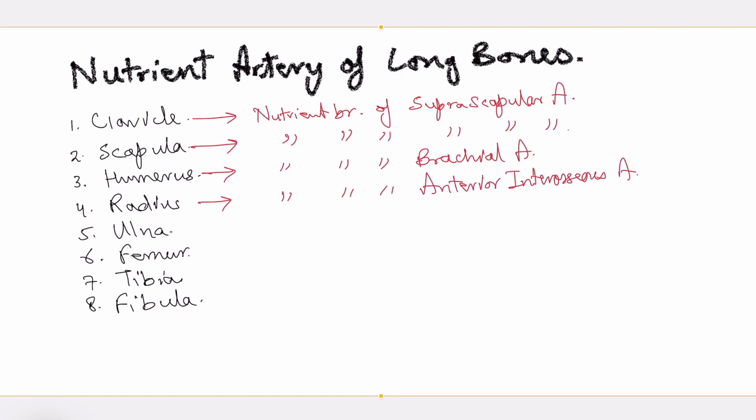Now, anterior interosseous artery is a branch of common interosseous artery, and common interosseous artery is the largest branch of ulnar artery in the forearm. Now, so easy for you. Nutrient artery to ulna is same as that for radius. Means both radius and ulna are being provided nutritional branches through the anterior interosseous artery, which is a deep artery running over the interosseous membrane in the front of the forearm.